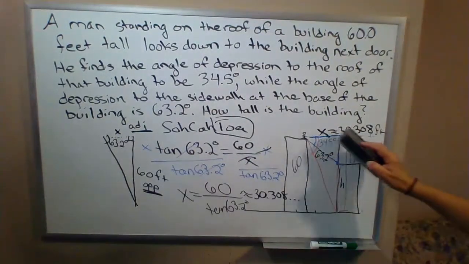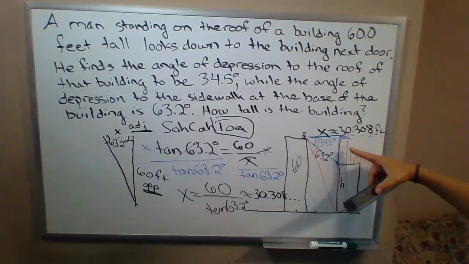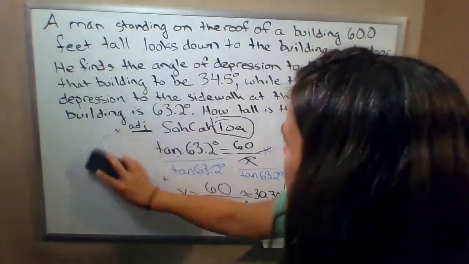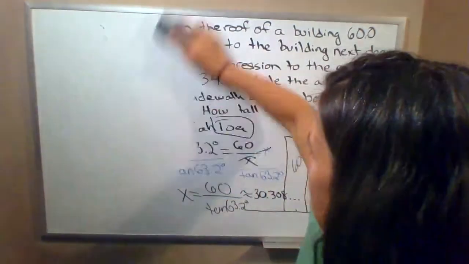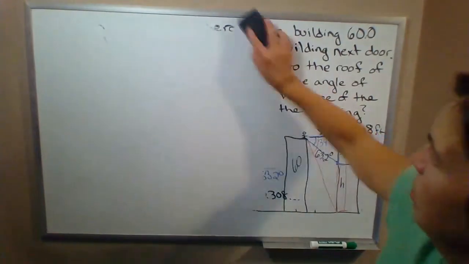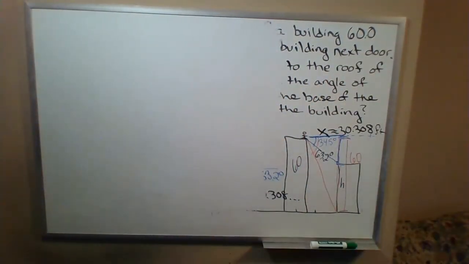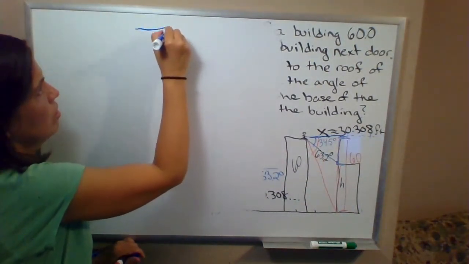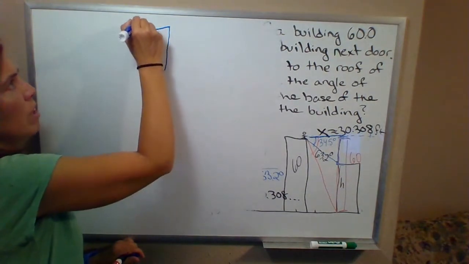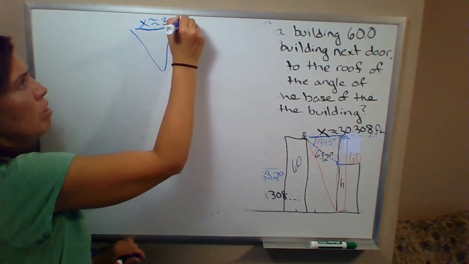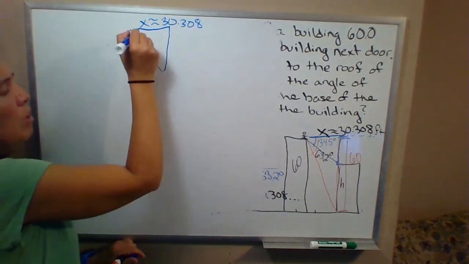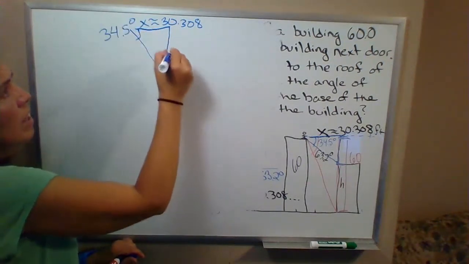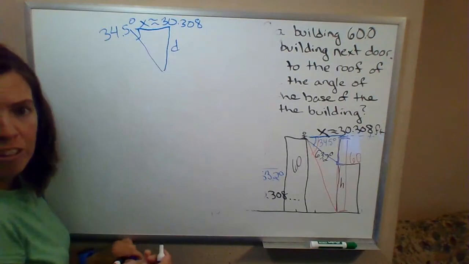All right, so we used this red triangle out here to find this horizontal distance between these buildings. We know now it's about 30.3 feet. So I'm going to get rid of this work here, and some of the words too, to give us a little extra room. So using that blue triangle up at the top of the building, we have x is approximately 30.308 feet. We know this angle is 34.5 degrees. And I want to find this distance here. I'll call it D for distance.